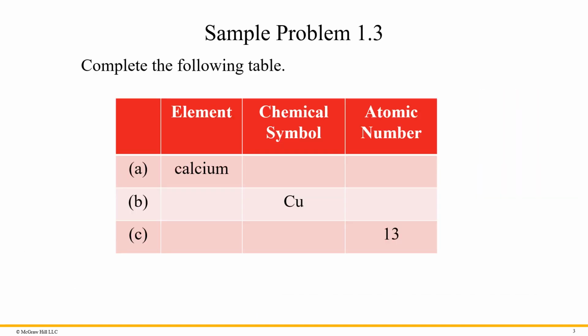Let's look at a sample problem here. If I have the name of the element, let's figure out what the chemical symbol is and the atomic number. And then if I'm given the chemical symbol, figure out the element name and the atomic number. Or lastly, if I have the atomic number given, can I figure out the name of the element and the chemical symbol? So let's take a look at the first element, which is calcium.